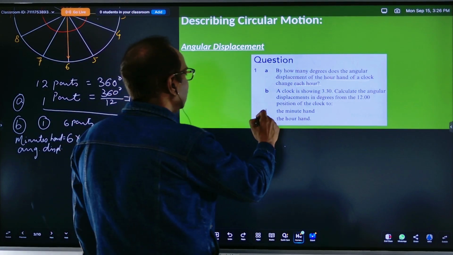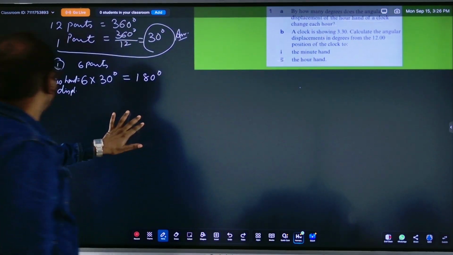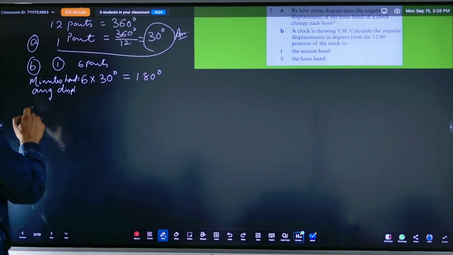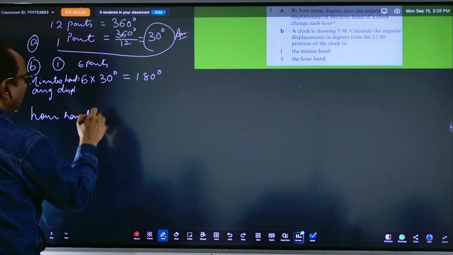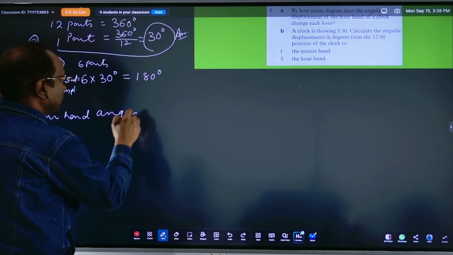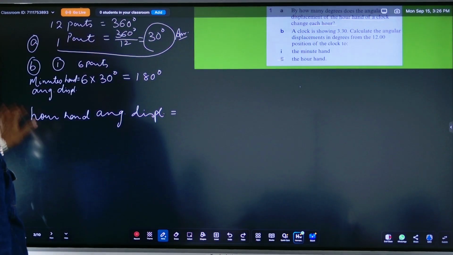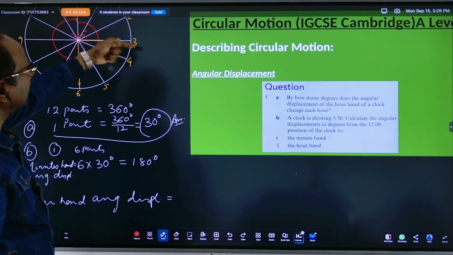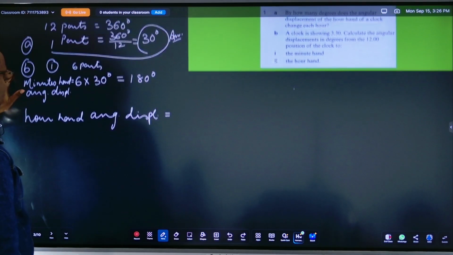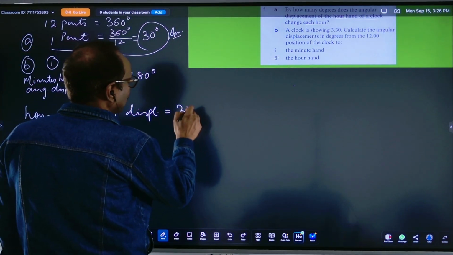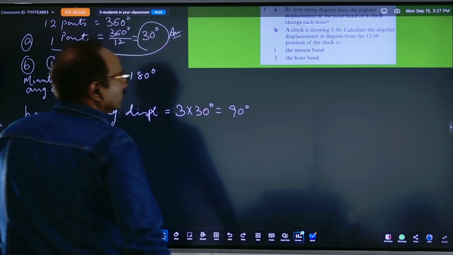The hour hand angular displacement, 3 parts. Suppose it is at 3, so 3 parts, 1, 2, 3. So 3 into each part is 30 degrees, it will be 90 degrees.